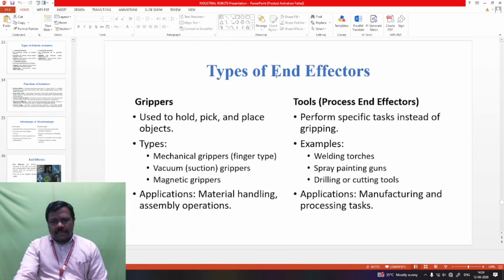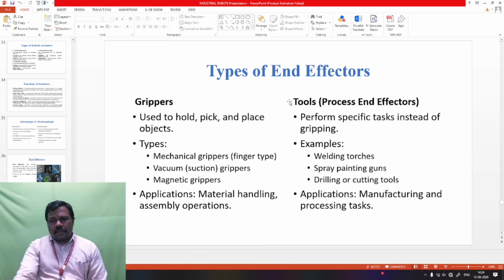Types of end effector. There are two types: one is the gripper, another one is the tool. A gripper is used to hold or pick and place objects, but a tool performs a specific task instead of gripping. The different types of gripper are mechanical gripper, vacuum gripper, and magnetic gripper. Grippers are applied in material handling or assembly operations.